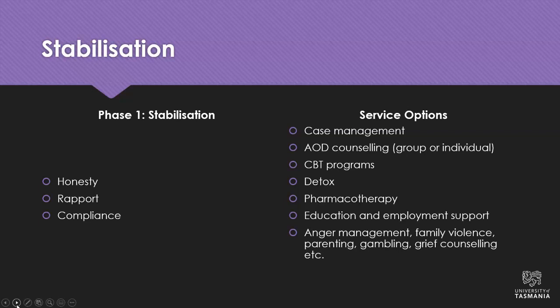So making sure that the person stops using drugs. They have a variety of service options that the magistrate may put them in touch with to get case management, to get alcohol and drug counselling, group or individual, and it's called AOD counselling, but as I was saying, the focus is on the drug component. It can also include CBT programs, detox, pharmacotherapy as well. So if there is some other prescription drug that can be used to help the individual, education and employment support is part of the service options here, and other forms of counselling such as anger management, family violence, parenting support, gambling, or grief counselling if grief may be one of the underlying reasons why someone has gone down the path of drug taking that has then impacted on the crime that they've committed.